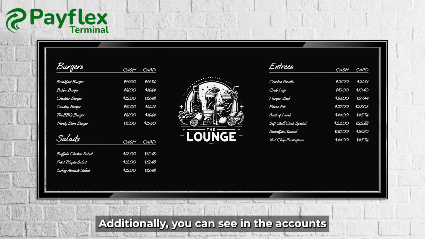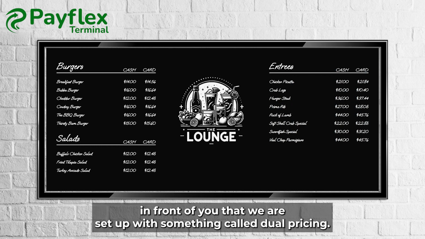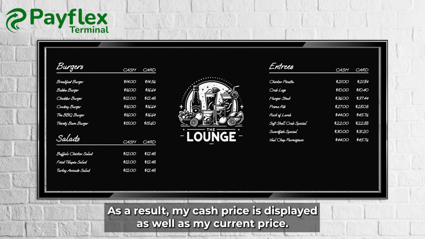Additionally, you can see in the account in front of you that we are set up with something called dual pricing. As a result, my cash price is displayed as well as my card price.